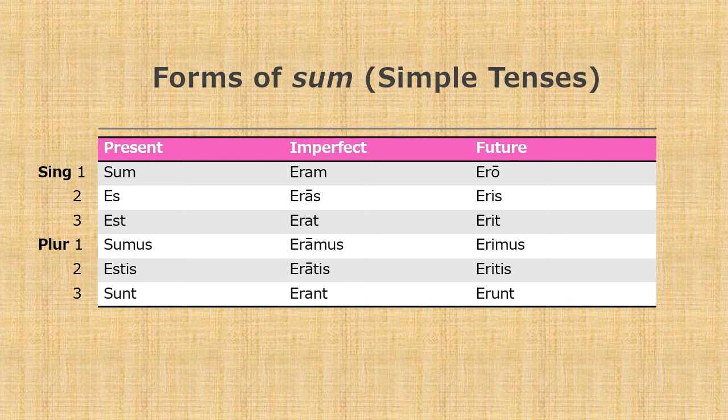So I will pronounce the present. Sum, es, est, sumus, estis, sunt. Of course, I am, you are, he is, etc. Imperfect. Eram, eras, erat, eramus, eratis, erant. I was, you were, he was, etc. Future. Ero, eris, erit, erimus, eritis, erunt.